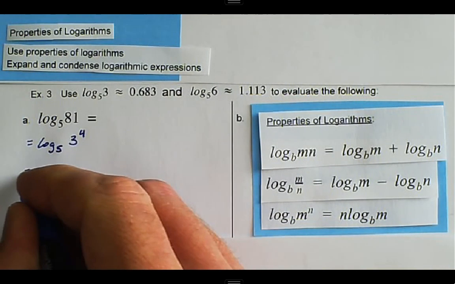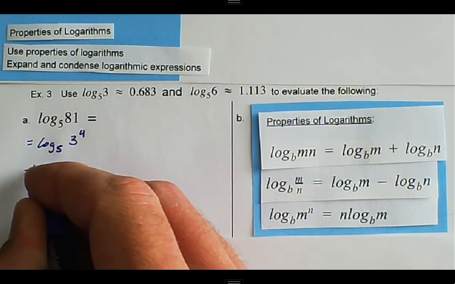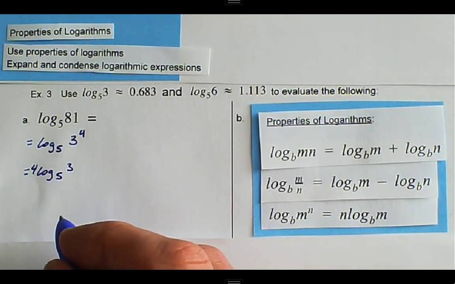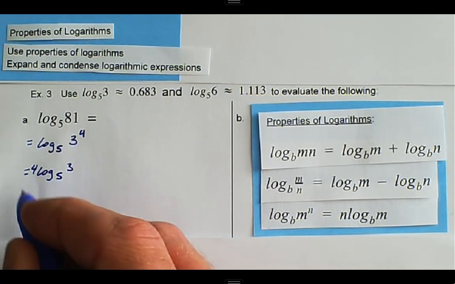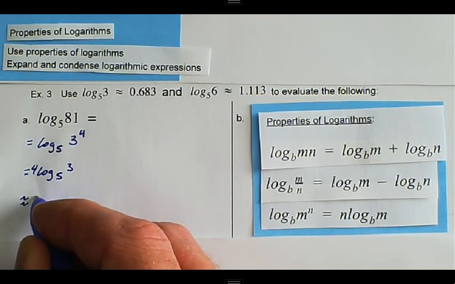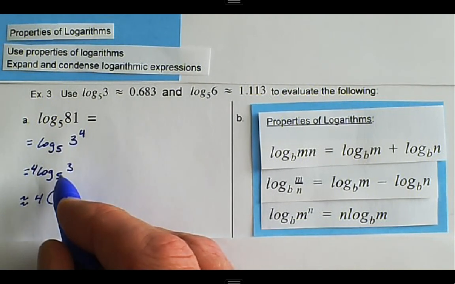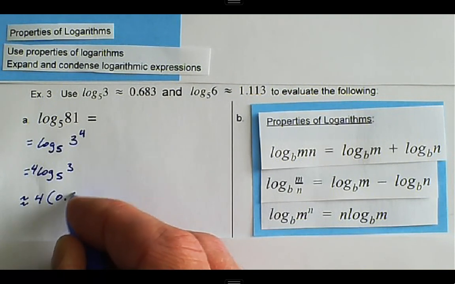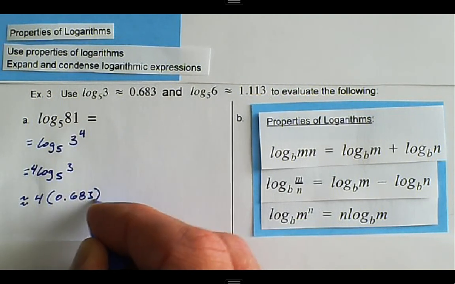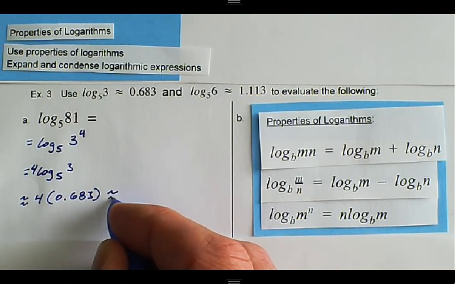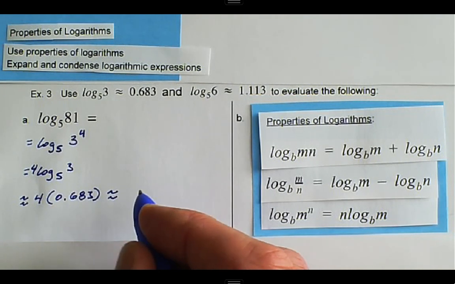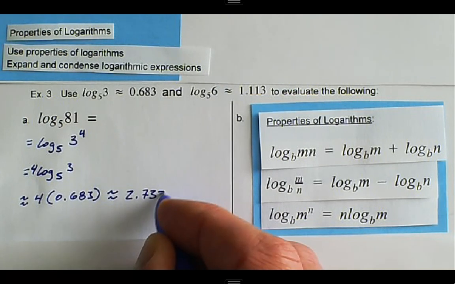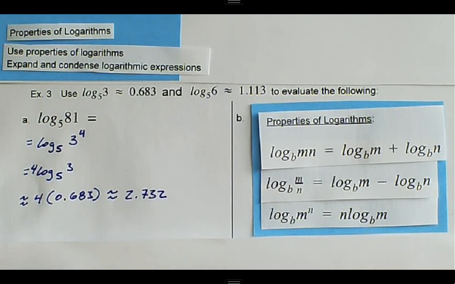So we can write it as 4 log base 5 of 3. And now we can substitute in our approximation. So we can say 4 multiplied by the approximation of log base 5 of 3, and that is 0.683. And that is about equal to 2.732. We use our calculator.